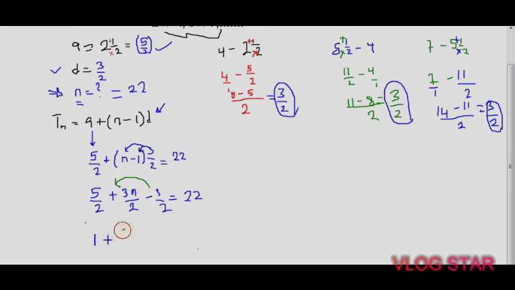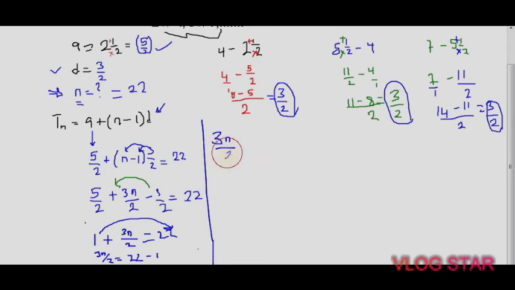Now this is 1 plus 3n all over 2 equal to 22. Now we collect like terms, so the 1 goes to this side. We have 3n all over 2 equal to 22 minus 1, which is 21. The simple thing we do from here is to cross multiply.